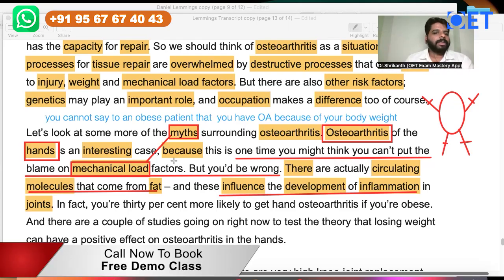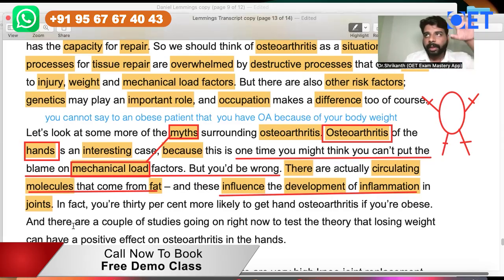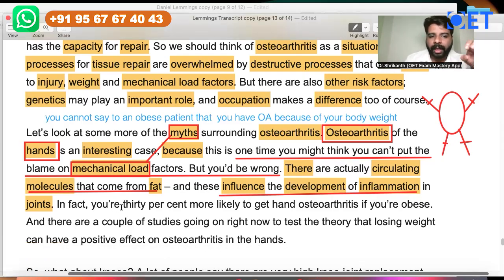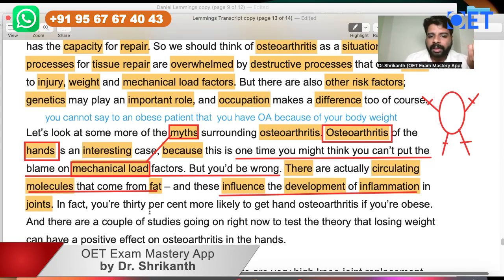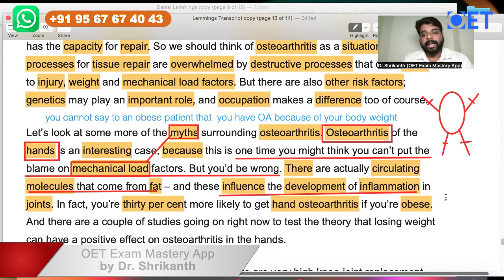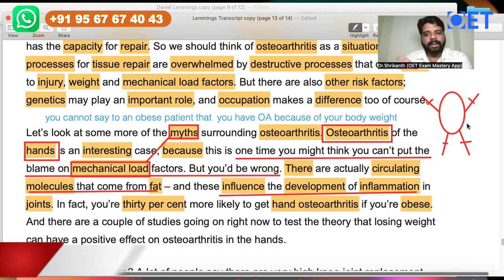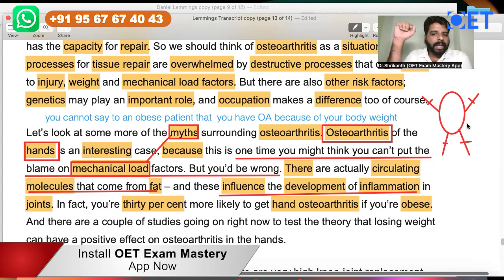Okay, now he is going to talk about obesity. Now our duty is what? Our duty is to find why he is bringing in osteoarthritis. Now he's saying, in fact, you are 30% more likely to get hand osteoarthritis if you're obese. So if you're obese, 30% more likely. Now you see over here, in the obese patient, they are not having any mechanical load on their hand, but still they are likely to get osteoarthritis more.